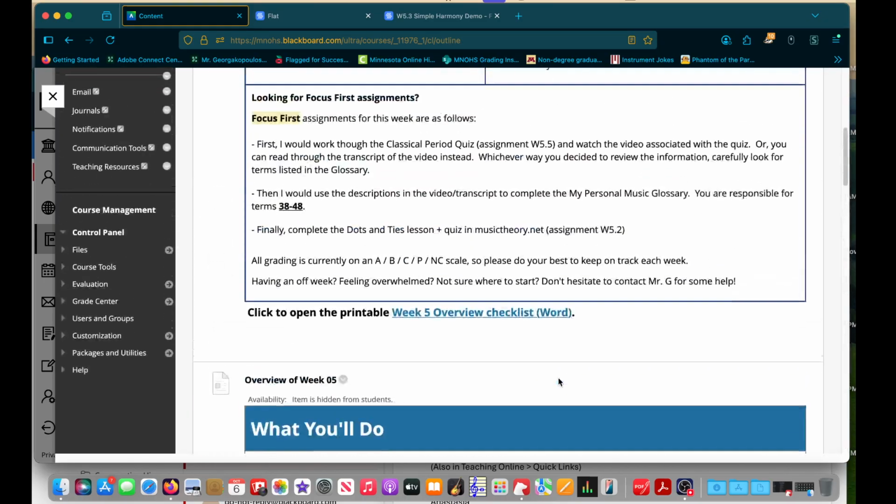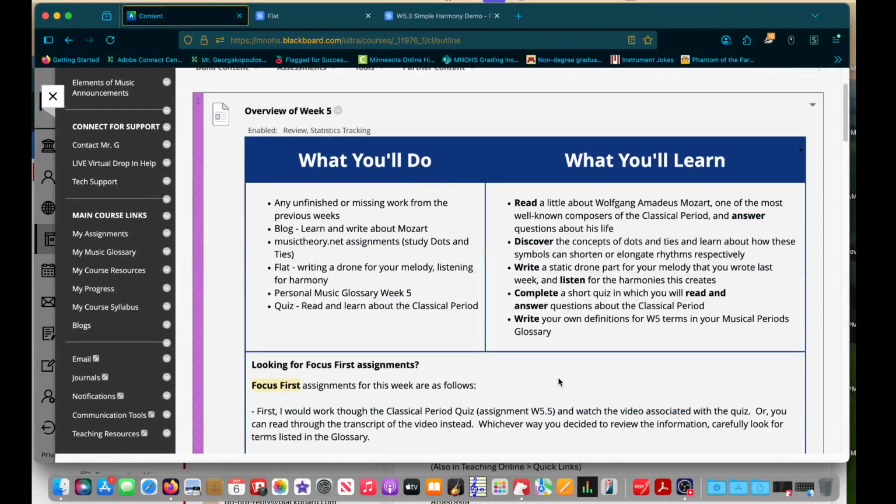And with that, that is the overview for everything you will do and learn in week 5 of Elements. If you have any questions at all about anything I discussed, please get in touch with me at any time.